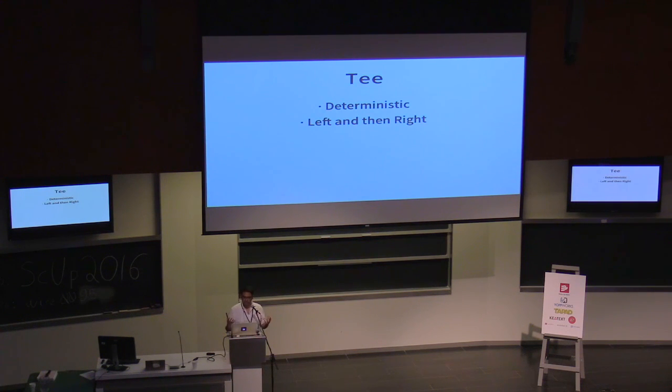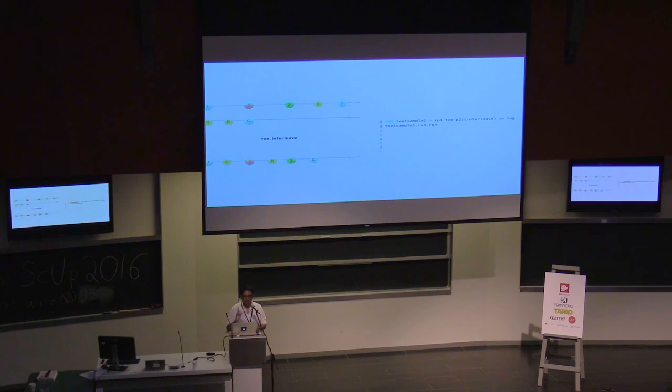Tee is really deterministic, so when you're merging, it looks at the left of the stream, if you have two streams, and also looks at the right stream. So it emits a value from the left and right, and then left and right. So it's actually deterministic in nature.